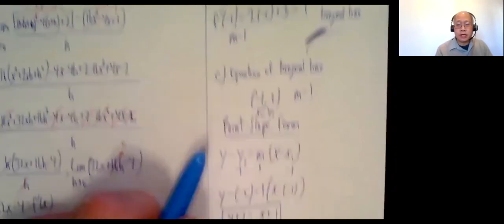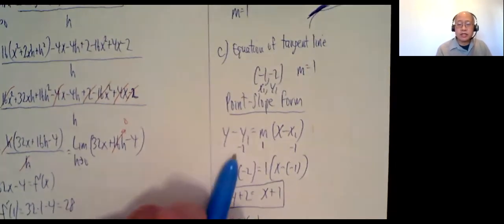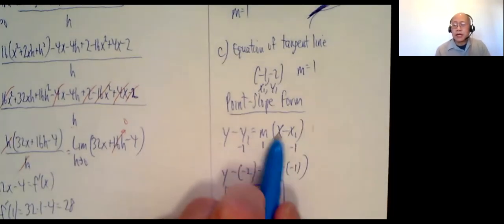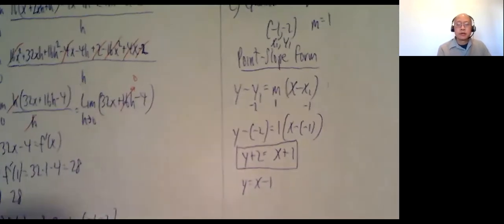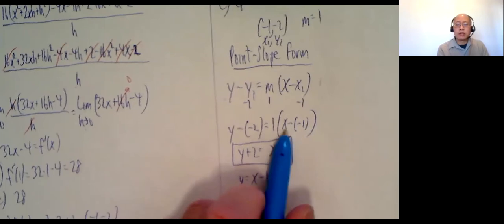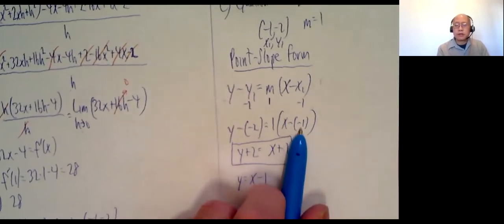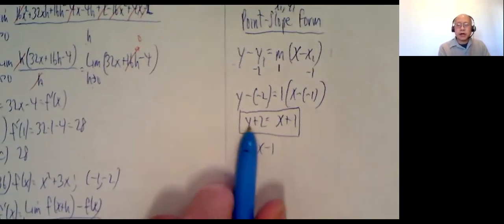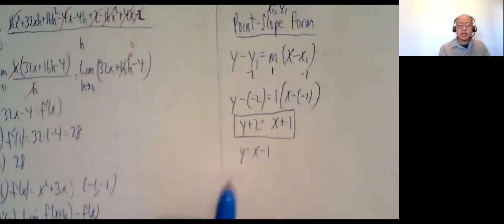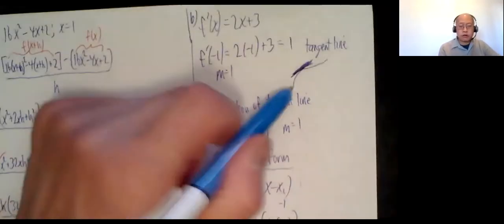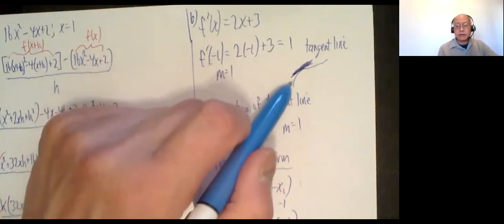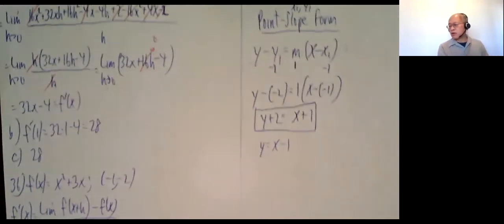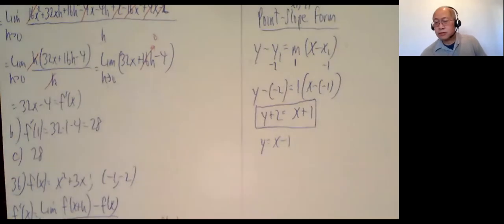Okay, so plug everything in. Y minus y1, which is -2, equals m, which is 1, times x minus -1. So y minus -2 equals 1 times x minus -1. Okay, double negative: y plus 2 equals x plus 1, and subtract 2, y equals x minus 1. So this is the equation of the tangent line for this curve. Whatever it looks like, it grazes the graph at one point. What's the equation of that tangent line? Y equals x minus 1. Okay.